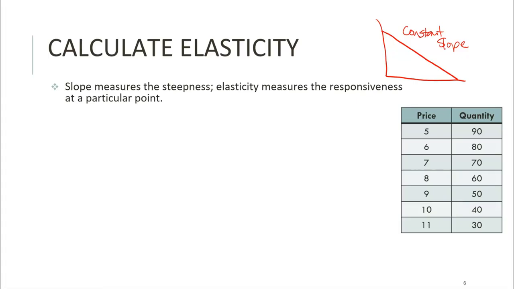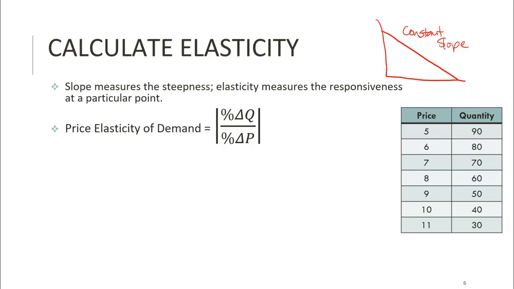But elasticity is looking at that slope in relation to the starting point. So it's not just that it was a $1 change. It's maybe $1 compared to the starting price of $5, or $1 compared to a starting price of $10. And those are going to give you much different percentages. Same thing with quantity. So 10 compared to 90 is much different than 10 compared to 30. And so that percentage change is going to be really important for us in figuring out how sensitive our customers are. So we're going to use this equation, percentage change quantity divided by percentage change price.